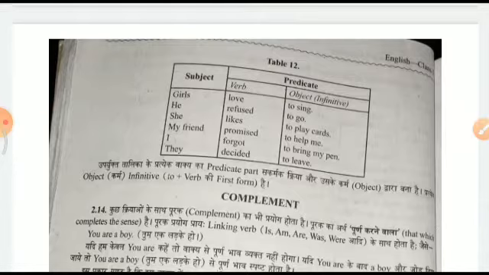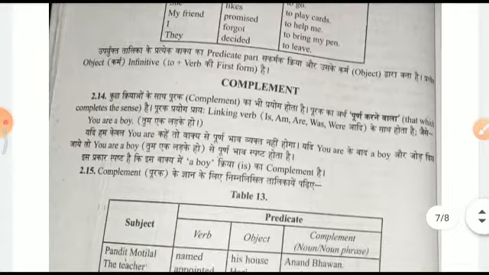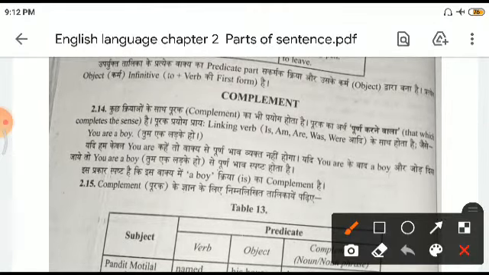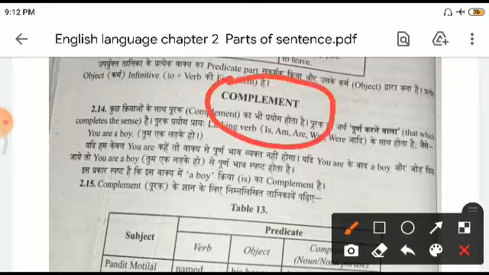Now see this table 112. Girls love to sing. Girls becomes the subject, love becomes the verb, to sing becomes the object. Right? Now we will be reading something very important, which is complement. What is a complement?